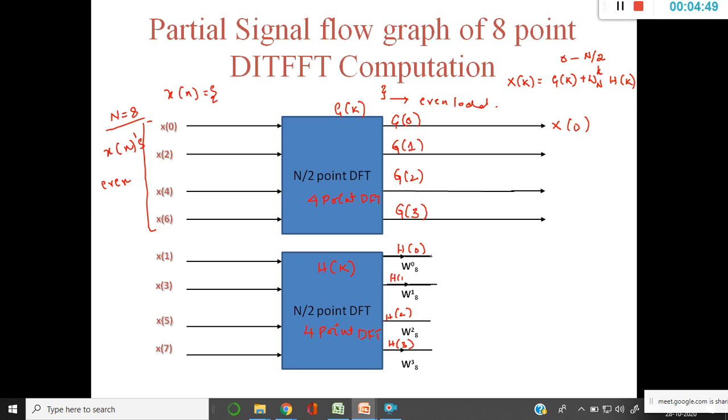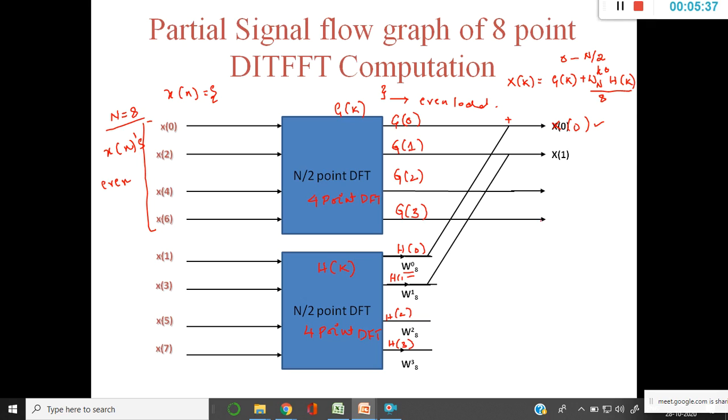So in such cases, h of 0 is multiplied with W 8 to the power of 0. N is 8 here in this condition, and the first index k is 0. So W 8 to the power of 0 is multiplied with h of 0, and then it is added with g of 0. You are supposed to perform the addition operation here, to get x of 0.